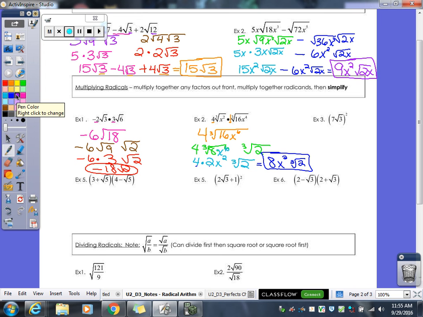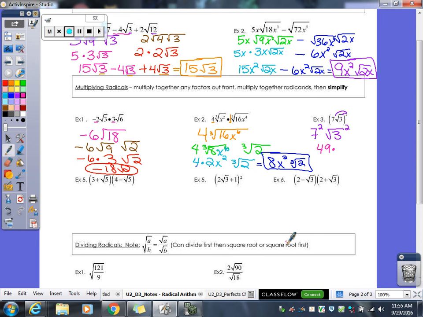Example 3, what do you think we do? This goes back to our exponent rules that you guys loved oh so much. You have to square both parts of that. So you're squaring the 7, and you have to square the square root of 3. So what is 7 squared? 49.